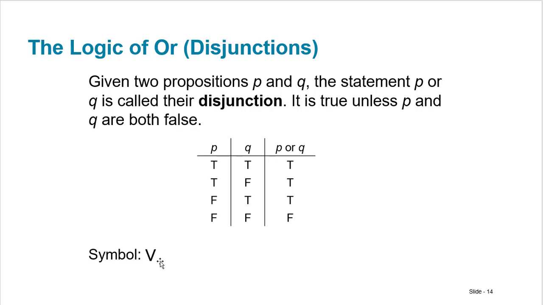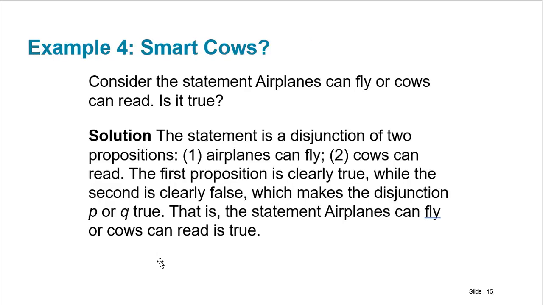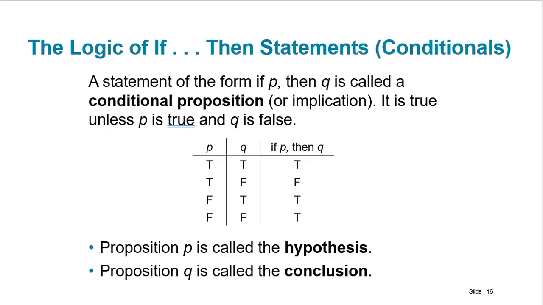If you've ever looked at unions and intersections in set theory, you see it's a U, and then intersections are like an upside down U. It's kind of those same similar symbols. So here's an example. Consider the statement, airplanes can fly or cows can read. Is this a true statement? Well, of course it's a true statement because airplanes can fly, even though cows can read is false. So that's the idea of it only has to be one or the other. I don't know, maybe you found a cow that can read.